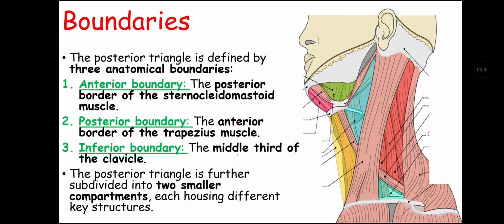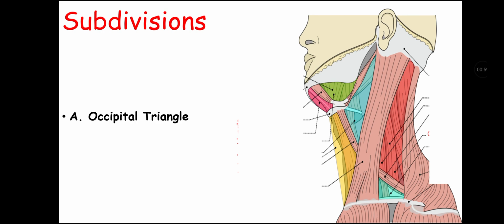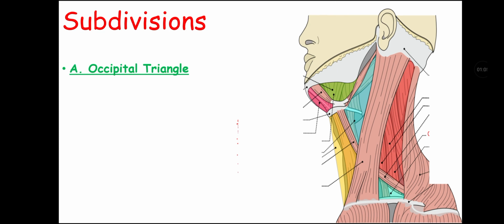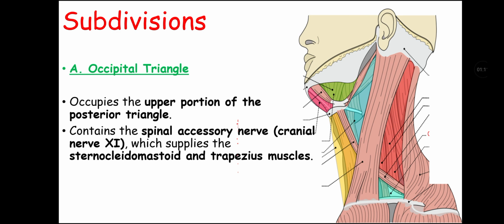The posterior triangle is further subdivided into two smaller compartments, each housing different key structures. So its subdivision include occipital triangle and supraclavicular triangle or subclavian triangle. So first is occipital triangle, that is the subdivision of posterior triangle. It occupies the upper portion of posterior triangle.